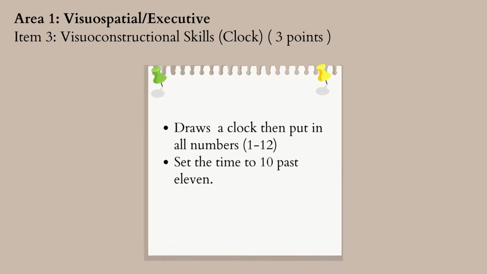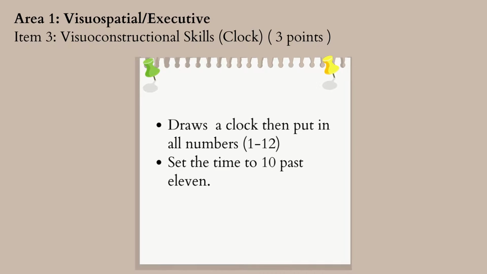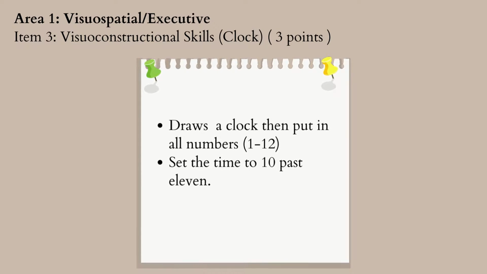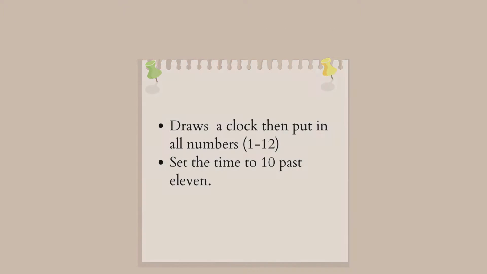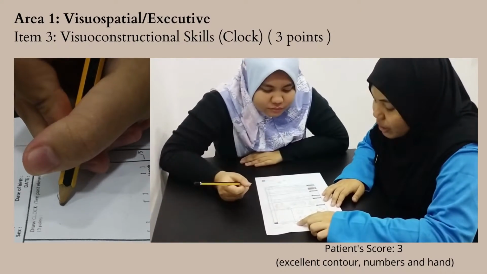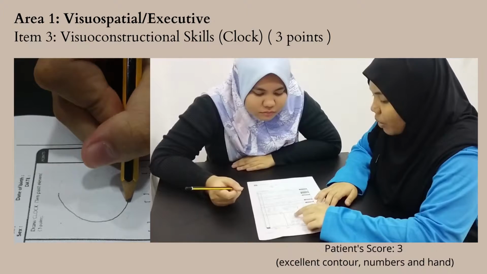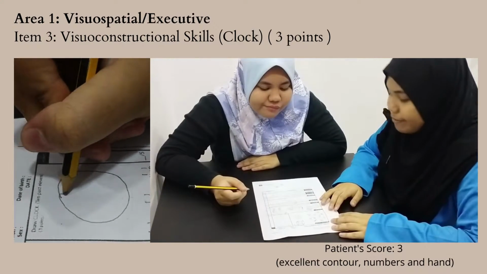The last item in the first area is visuoconstructional skills, clock, which has 3 points. In this item, the client needs to draw a clock, then put in all numbers from 1 to 12, and then set the time to 10 past 11. Okay, for the third item, I want you to draw a clock with all the numbers from 1 to 12, and then I want you to draw 10 past 11.